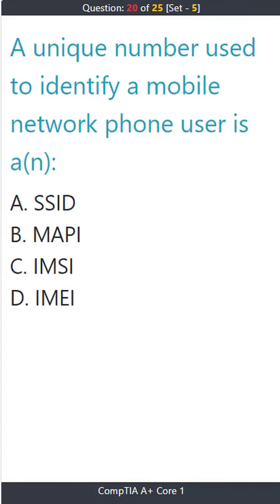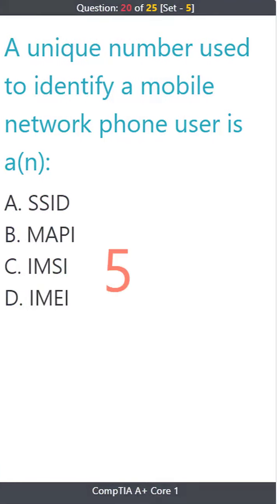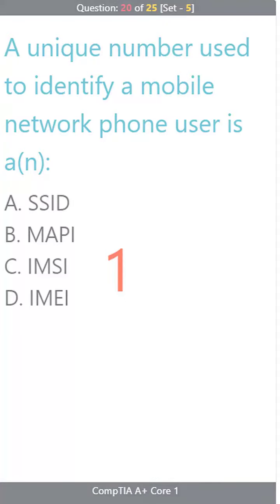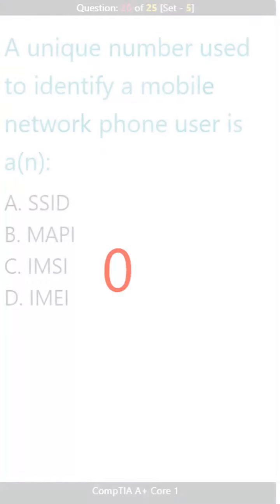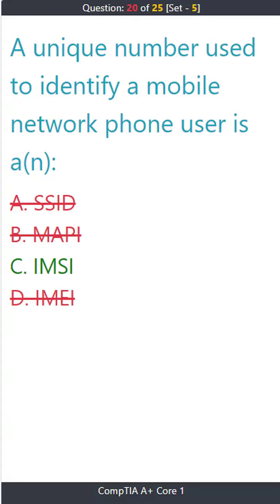Question 20. A unique number used to identify a mobile network phone user is A. SSID. B. Mapping. C. IMSI. D. IMEI. The correct answer is C. IMSI.